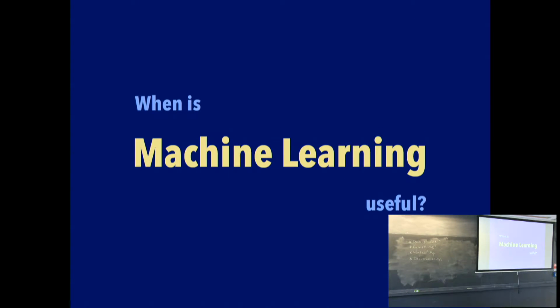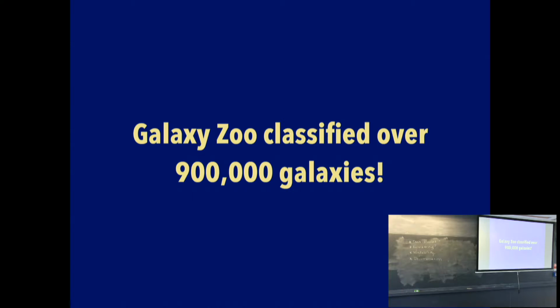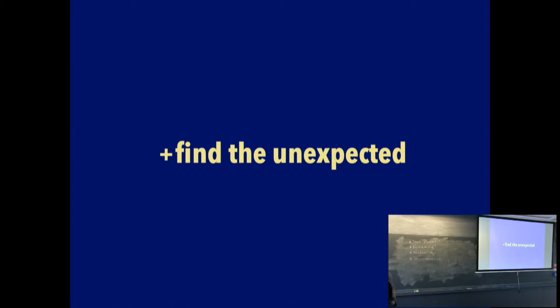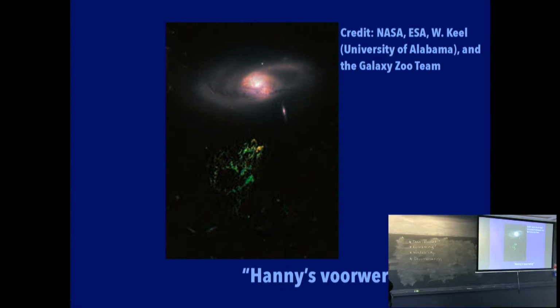So when is machine learning useful? Let's first talk about humans. Galaxy Zoo is a project that classified around 9,000 galaxies by having people look at them and click through some questions. And that found a few things. Humans are excellent at pattern recognition. I probably don't need to tell you that. Humans are also able to find the unexpected, which is really important. Like this thing, which is a big nebula that was just found by a school teacher by chance. And that then results in several publications.